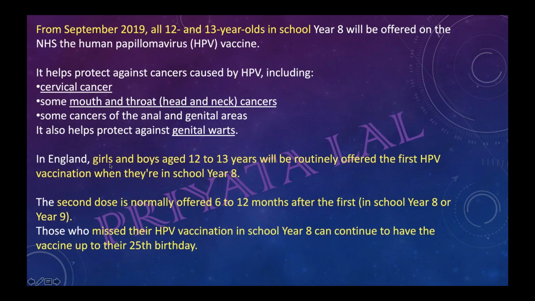Now this part I have already explained. Both girls and boys will routinely receive the first vaccine at school year 8. Usually 2 doses are given. The second dose will be given 6 to 12 months after the first dose. Apart from this, those people who miss their vaccination, something had happened and they didn't get it, in the NHS they can be vaccinated up to their 25th birthday. So they can get it if they miss.